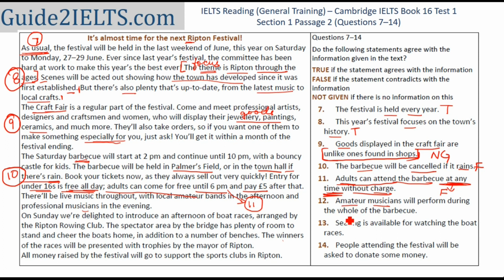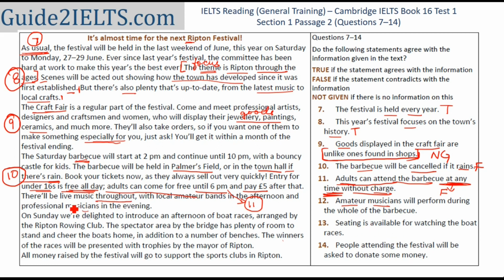So what I'm looking for is any mention of musician or amateur musicians, and after that when they are going to perform. So it's starting right after where I found the answer to the 10th one. There'll be live music throughout. Throughout means during the whole of the barbecue.